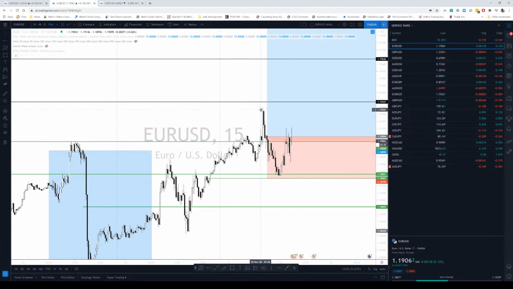That's why when price came back down, it found support there, and price is finding those words, support and resistance, at those two levels, right?